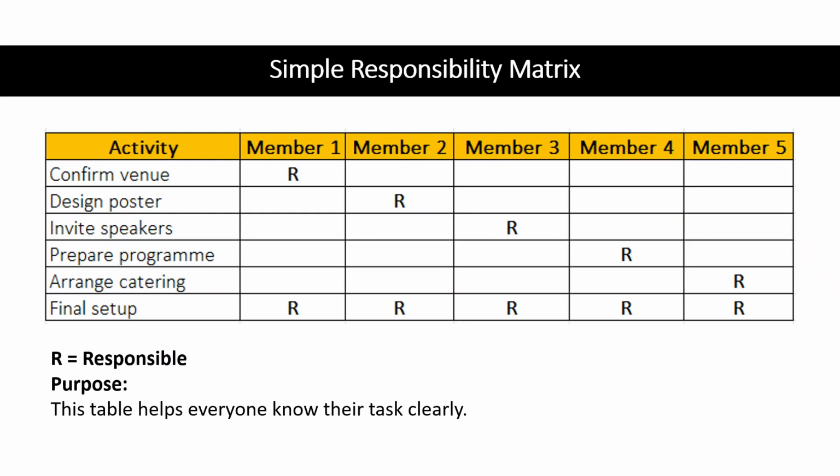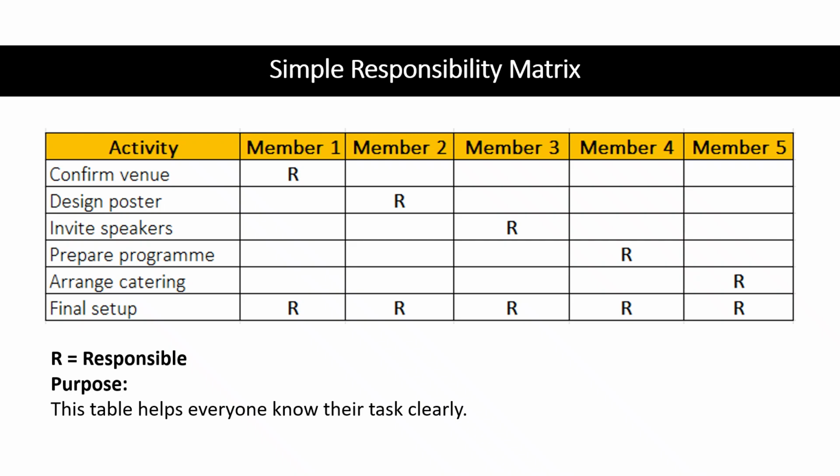This slide shows a simple responsibility matrix. The purpose of this table is to show who is responsible for each activity. For example, member 1 may be responsible for confirming the venue. Member 2 may be responsible for designing the poster. Member 3 may be responsible for inviting speakers.